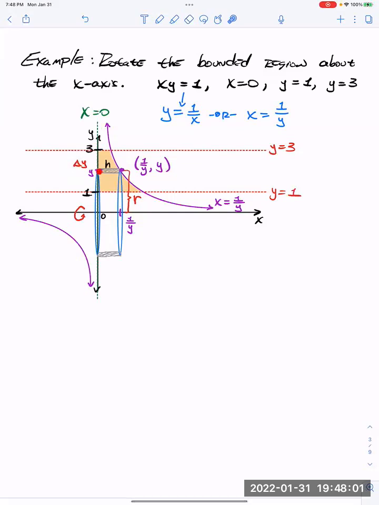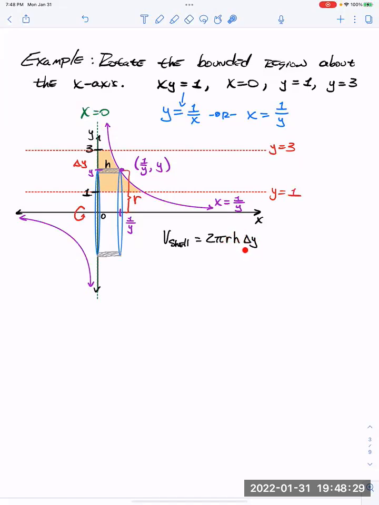So now, I drew an arbitrary partition. Here is my arbitrary shell. Okay. Now we know, first thing I'm going to write down is the volume of one arbitrary shell is equal to 2 pi r h. And this time we don't have delta x, we have delta y. That's the only difference. We have delta y's, so everything's got to be in terms of y.